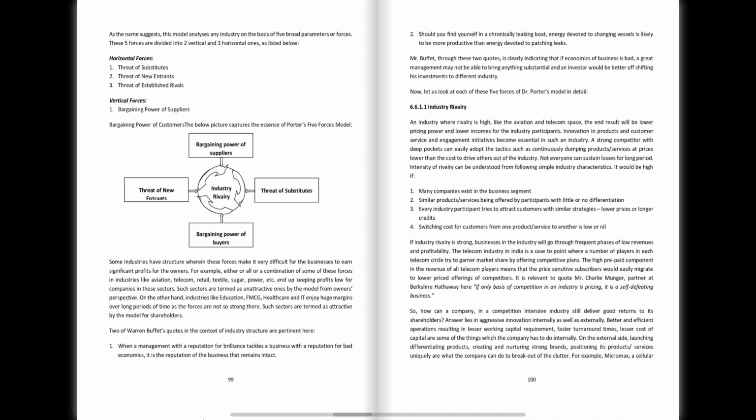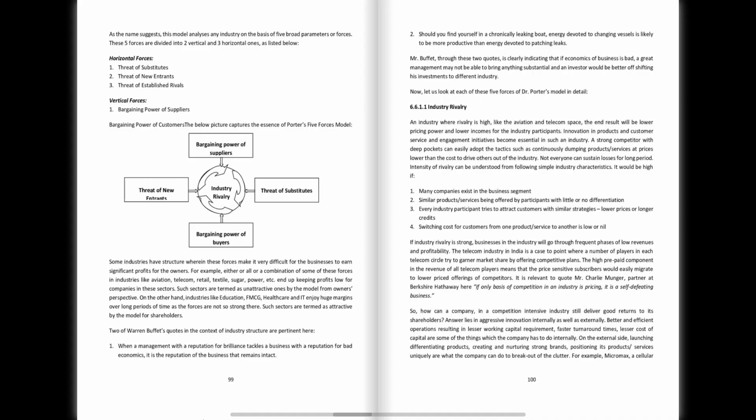The telecom industry in India is a case in point, where a number of players in each telecom circle try to garner market share by offering competitive plans. The high prepaid component in the revenue of all telecom players means that the price-sensitive subscribers would easily migrate to lower-priced offerings of competitors. It is relevant to quote Mr. Charlie Munger, partner at Berkshire Hathaway, here: if the only basis of competition in an industry is pricing, it is a self-defeating business.